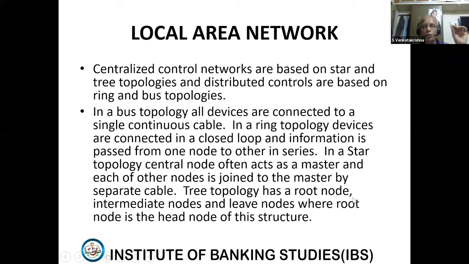Tree topology has a root node, intermediate nodes, and leaf nodes, where the root node is the head node of the structure. Why is it called a tree topology? Imagine a tree. In a tree, the leaf is very green, very shiny. But does the leaf live of its own? No, it again depends on the root. If you cut the root, the leaf is gone because its life is in the root. That's why the tree topology has a root node, intermediate nodes, which are the branches in between, and leaf nodes, where the root node is the head node of the structure.